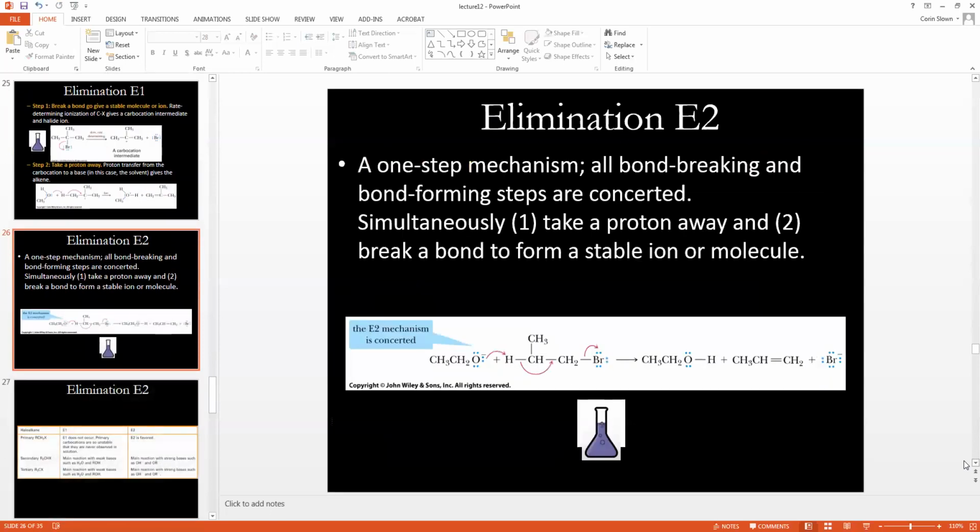In comparison, if we look at the E2 elimination mechanism, this is a one-step mechanism. All bond breaking and bond forming steps are concerted. So I simultaneously take a proton away and I break a bond to form a stable molecular ion. So I take my proton at the same time the electrons from that bond come down to form a double bond, and I kick out my leaving group.